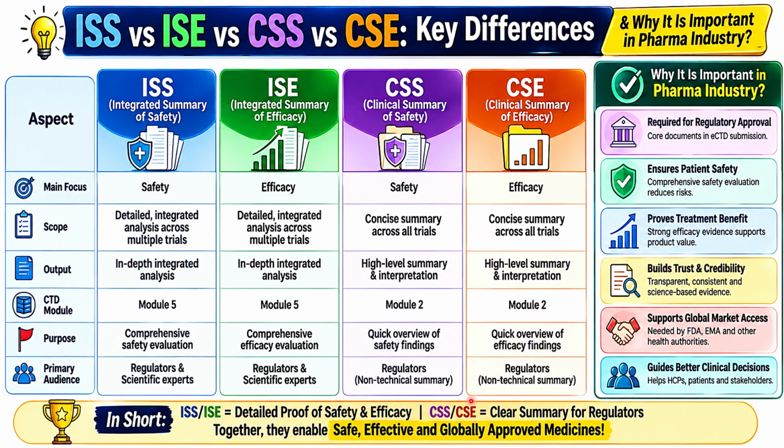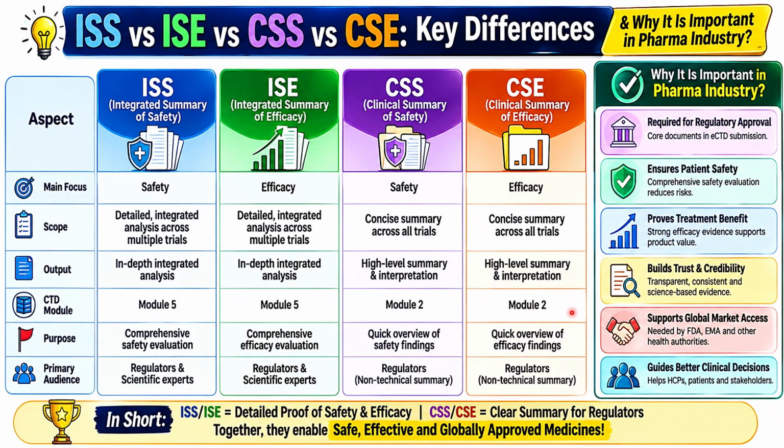And the primary audience is regulators, a non-technical summary for people who are not from a technical background, right? So for the common layman, whosoever wants to understand. CSE is a clinical summary of efficacy. The main focus is related to efficacy endpoints or parameters. Scope is concise summary across all trials. The same explanation which I gave for CSS applies to CSE. The only difference is the efficacy part. Output is high level summary and interpretation.